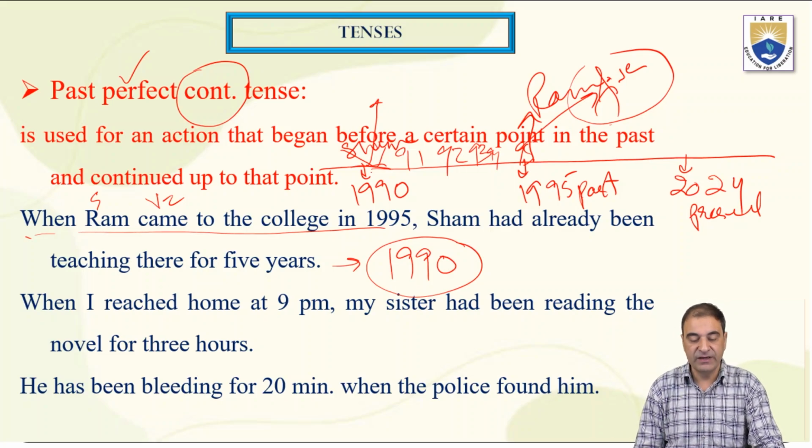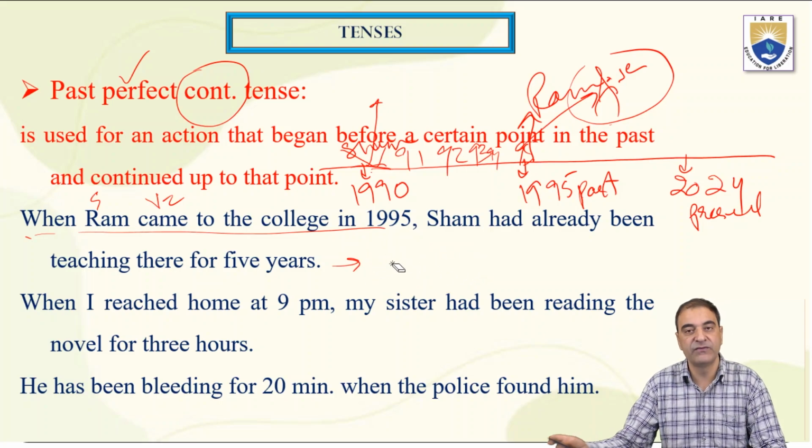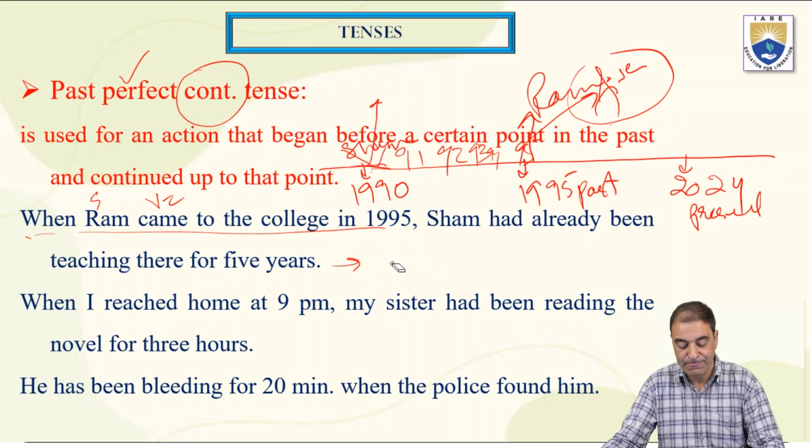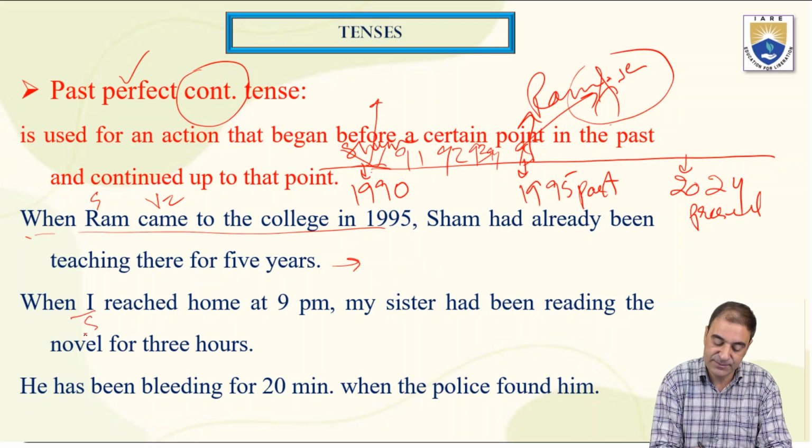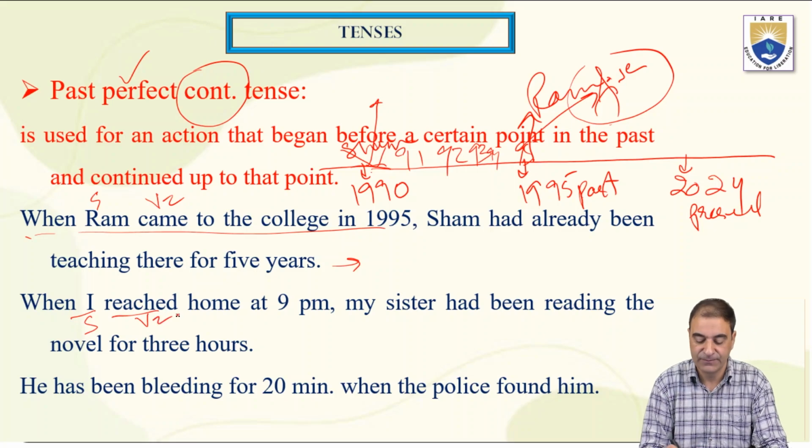And there's one more. When I reached home at 9 p.m., my sister had been reading a novel for 3 hours. Again, here we have I as subject, reached as verb in second form. And this 9 p.m. is an adverb of past time and it's not preceded by since and for. That's why simple past tense.